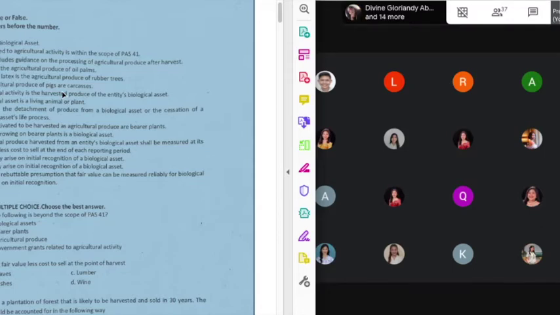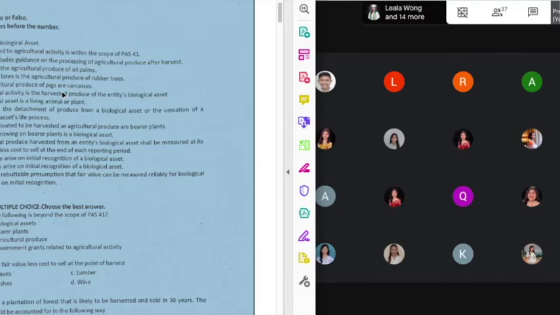A bearer plant is of course a plant. A tree, class, may either be a bearer plant or a biological asset. Are they the same? The answer is no. Please remember, if it's a biological asset, it is covered by PAS 41. But if it's a bearer plant, can anyone tell me what standard governs bearer plants? PAS 16, sir. Okay, that's correct. Bearer plants are covered by PAS 16.